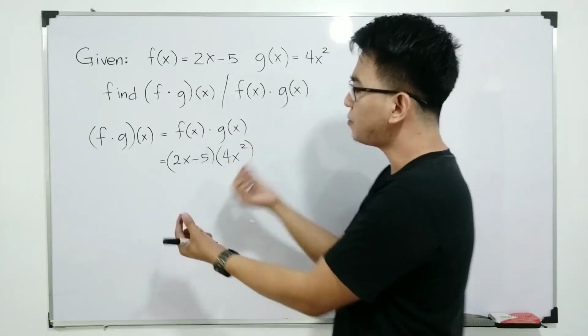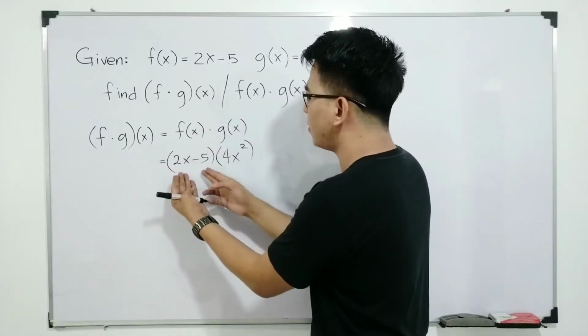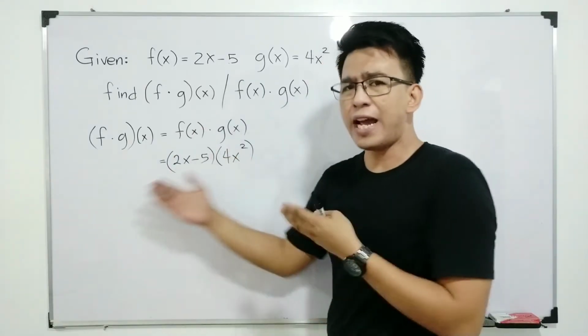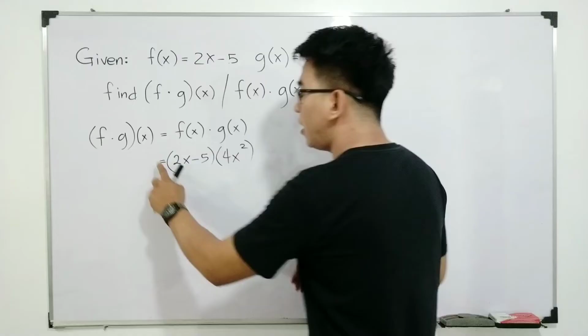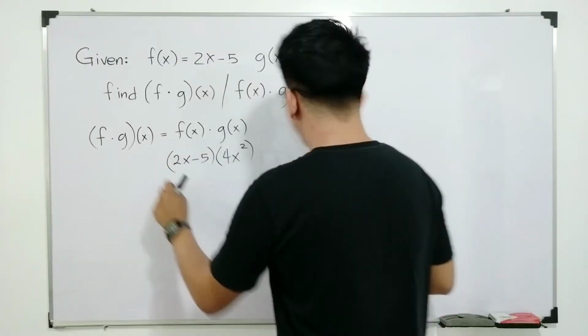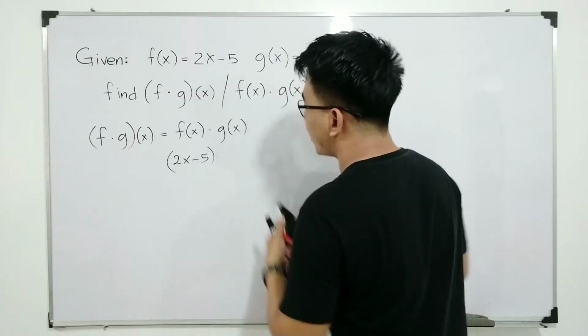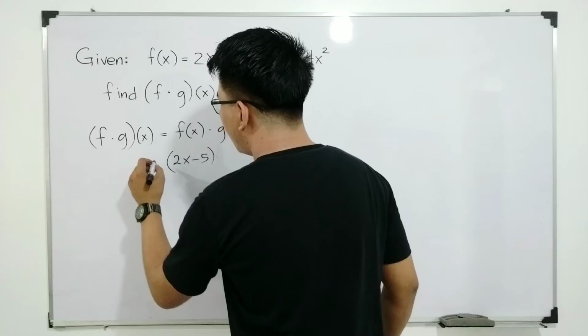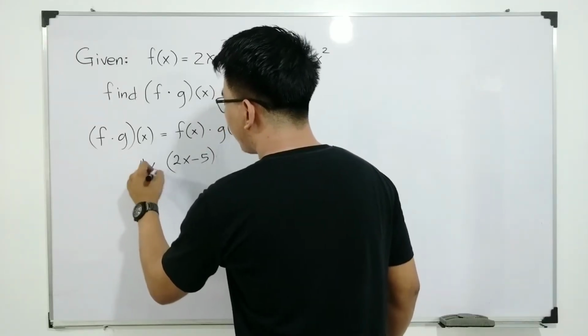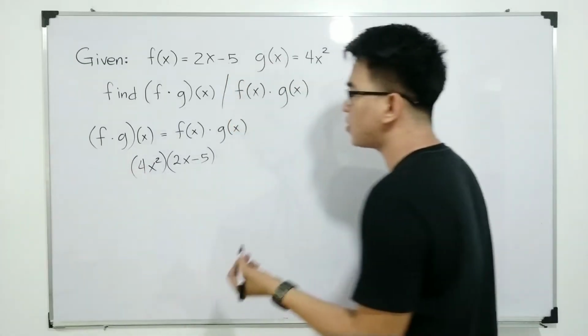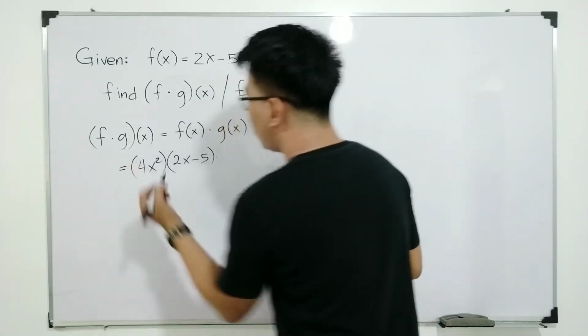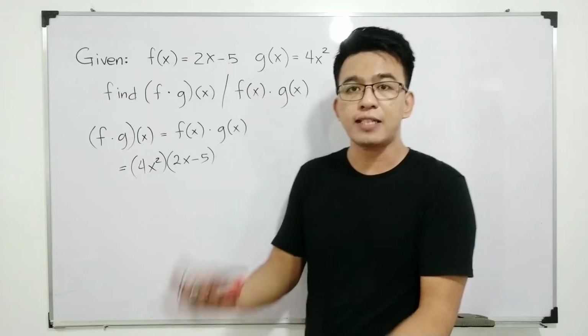Kung mapansin nyo, this is a binomial, this is a monomial. Kaya natin makuha yung sagot dito, pero instead of this position, I will suggest na ilagay natin sa unahan si 4x squared kasi multiplying naman tayo. So it will become 4x squared times 2x minus 5. Sir, ano next step natin dito?